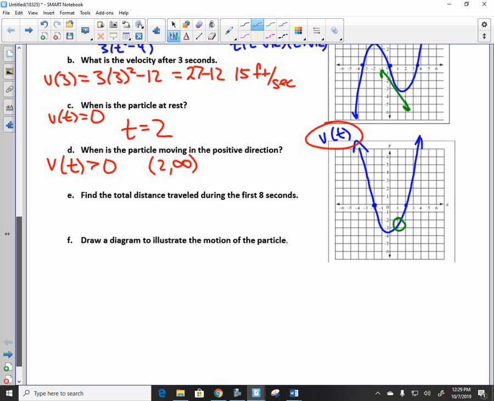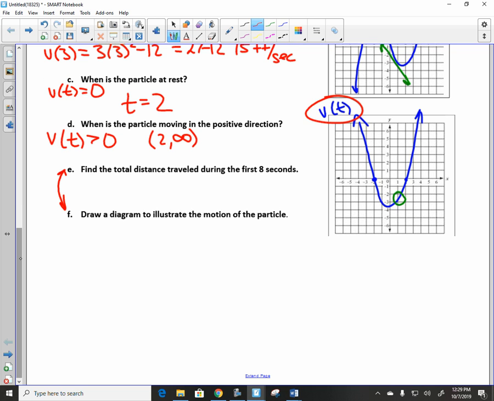Okay, then we are going to answer questions E and F together. I'm actually first going to do F, and then we'll compute E. It says draw a diagram to illustrate the motion of the particle and find the total distance traveled during the first 8 seconds. So it looks like you're running out of space there. I'll put this diagram right here. And what we want to consider is the start, where it changes, and where it ends.